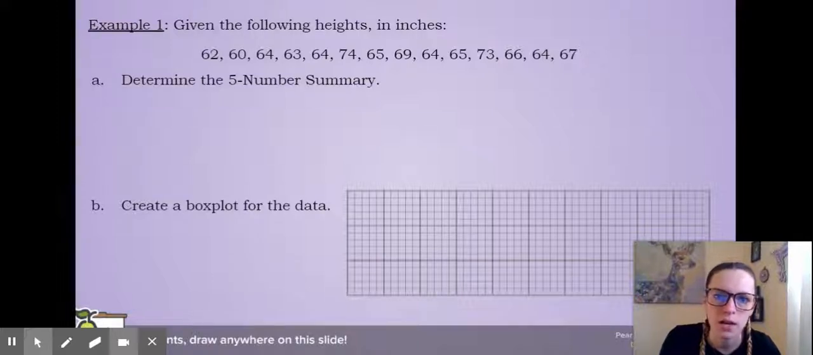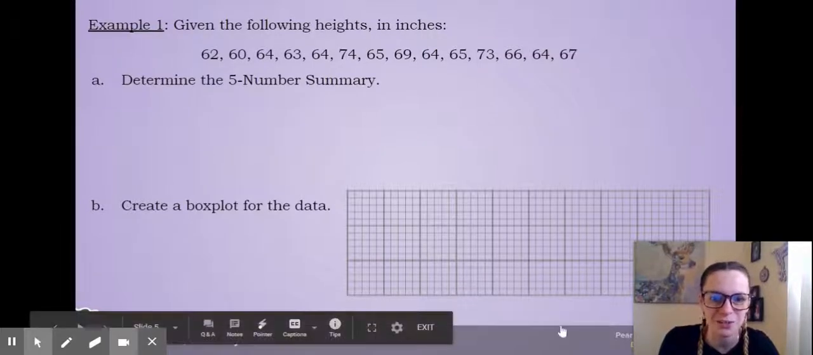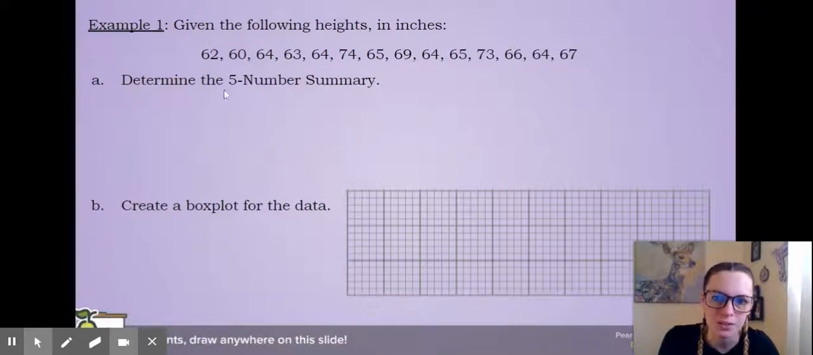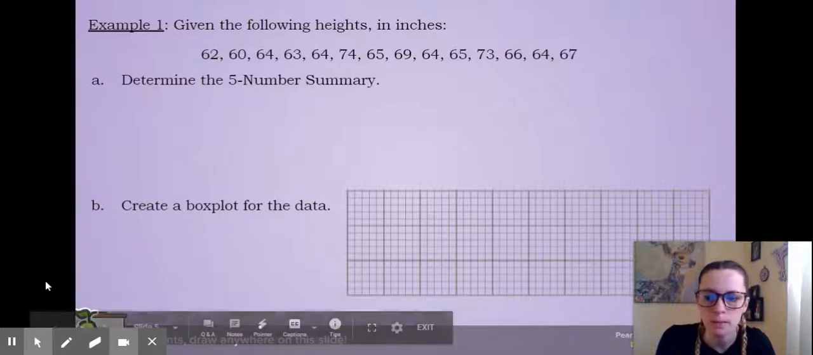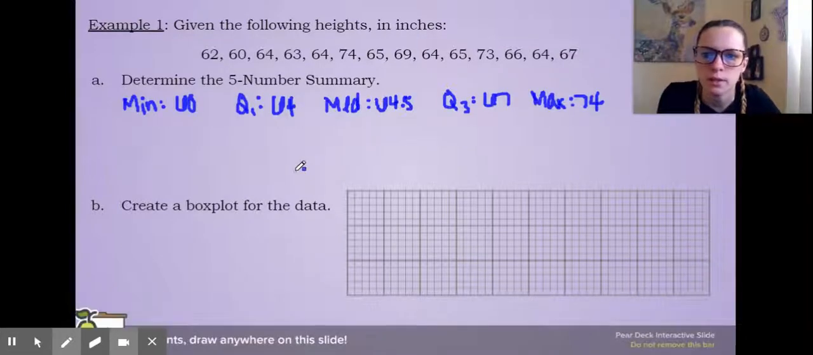So we have these heights in inches. And what we're first asked to do is just determine the 5-number summary. So we already know that we need that in order to graph it. I'm going to use my calculator to figure out my 5-number summary. If you don't have a calculator, you can obviously just sort these from smallest to greatest and find those 5 numbers that way. Right, so I found my minimum to be 60, my lower quartile to be 64, my median was 64.5, so between 64 and 65. My upper quartile was 67, and my maximum was 74.